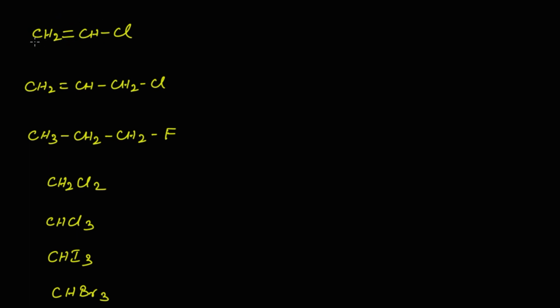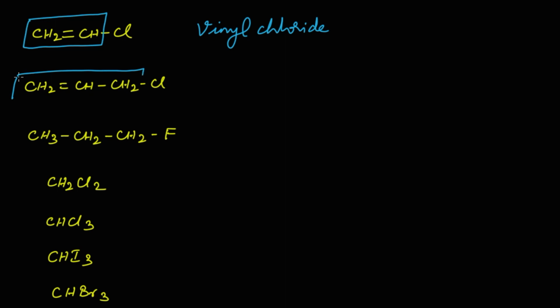The common name of this compound is, if there is CH2=CH- this particular part is known as vinyl. So here chlorine is attached, so chloride. The common name of this compound is vinyl chloride. And here CH2=CH-CH2, if this group is present, it is known as allyl. This is known as allyl, and this part is known as vinyl. So this is allyl and this is chloride. So allyl chloride.